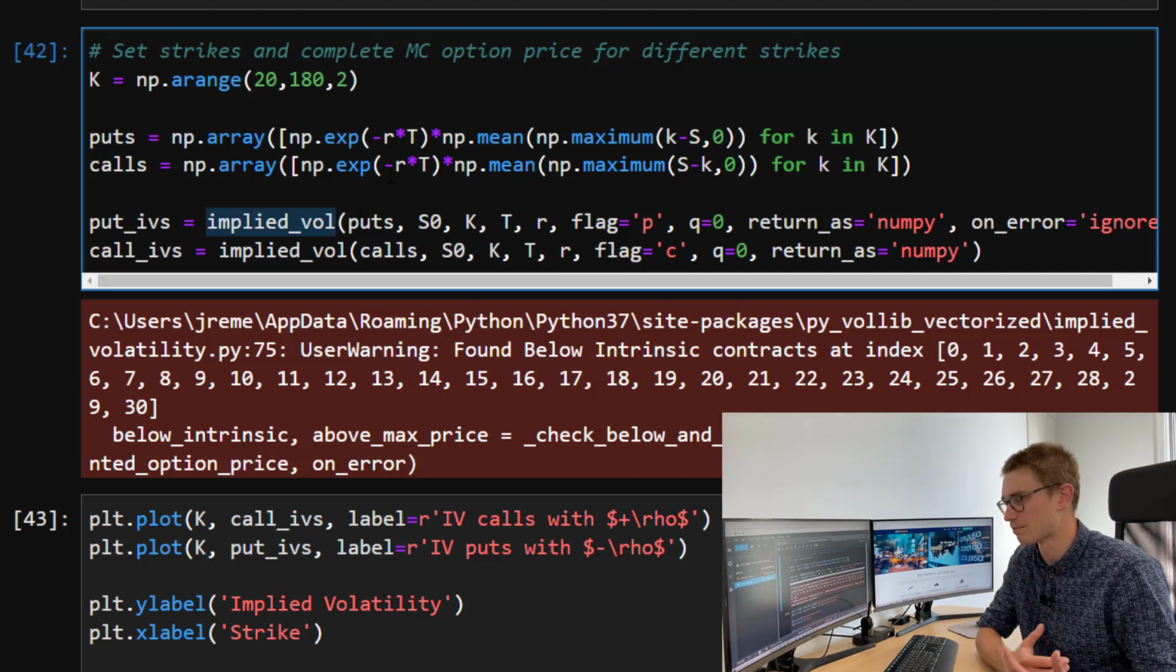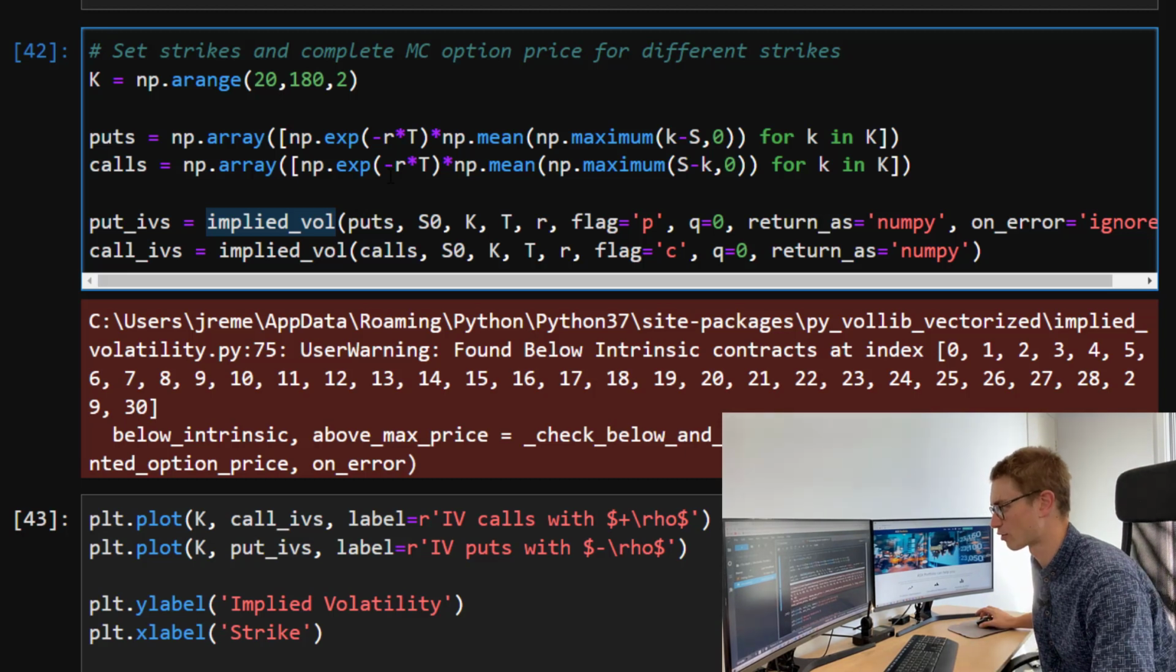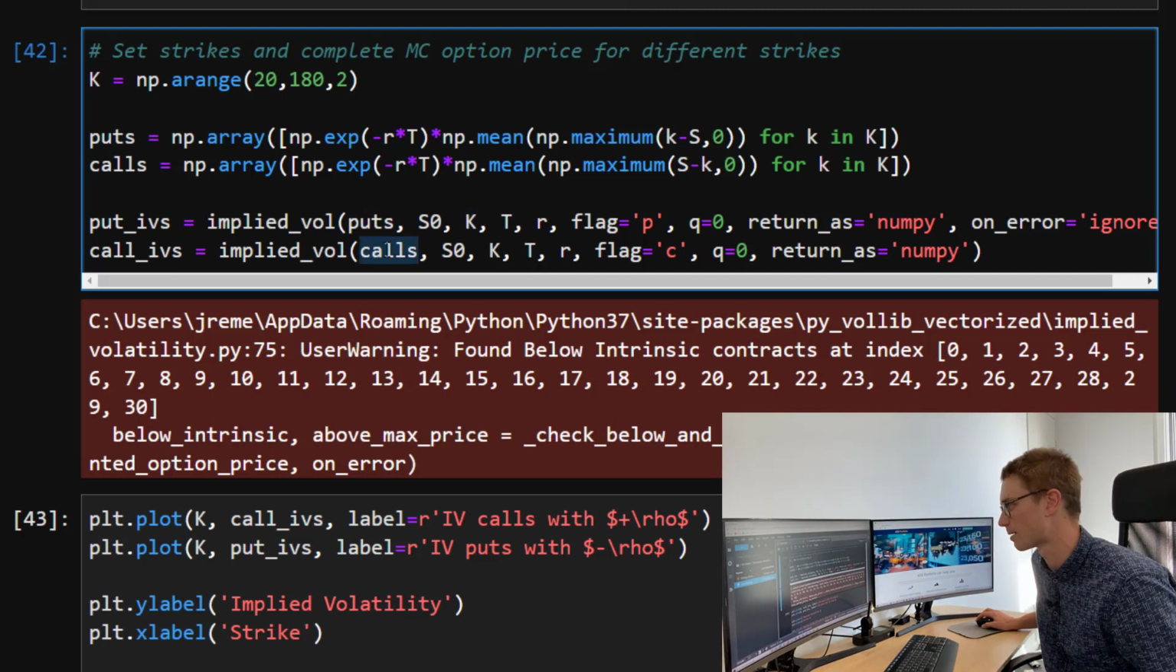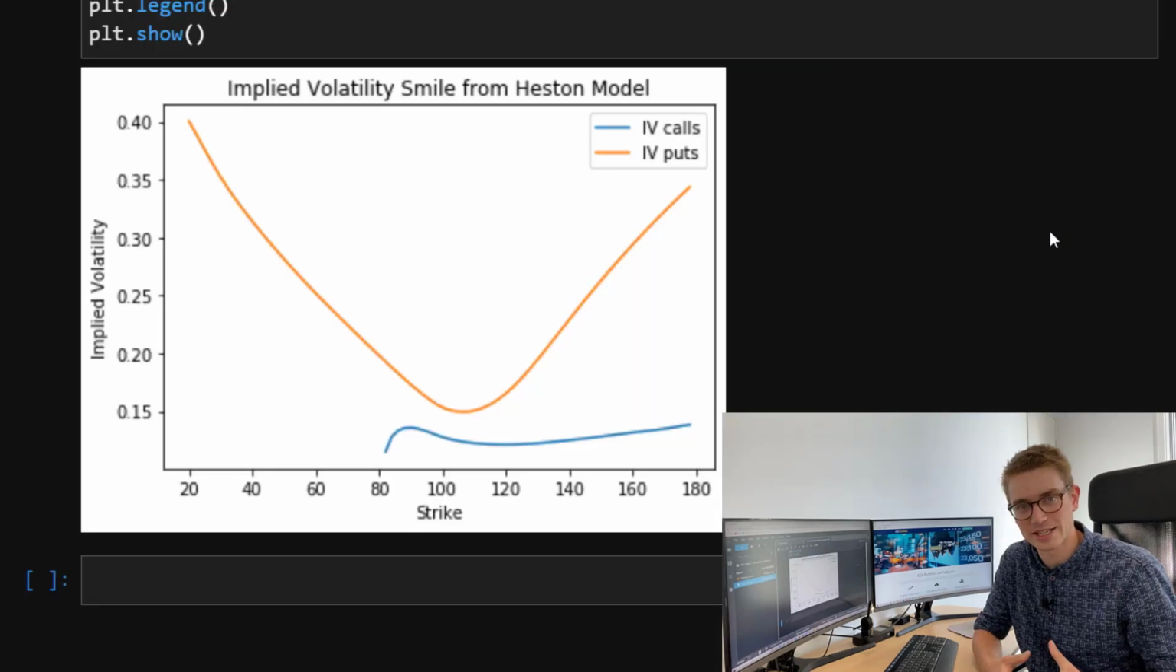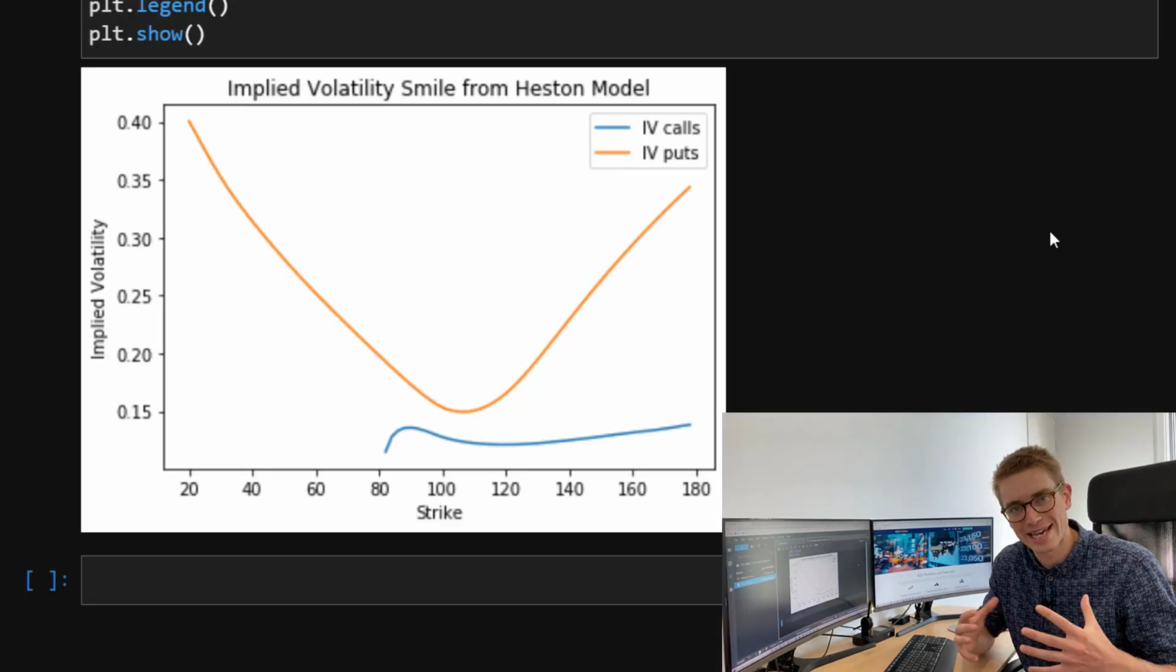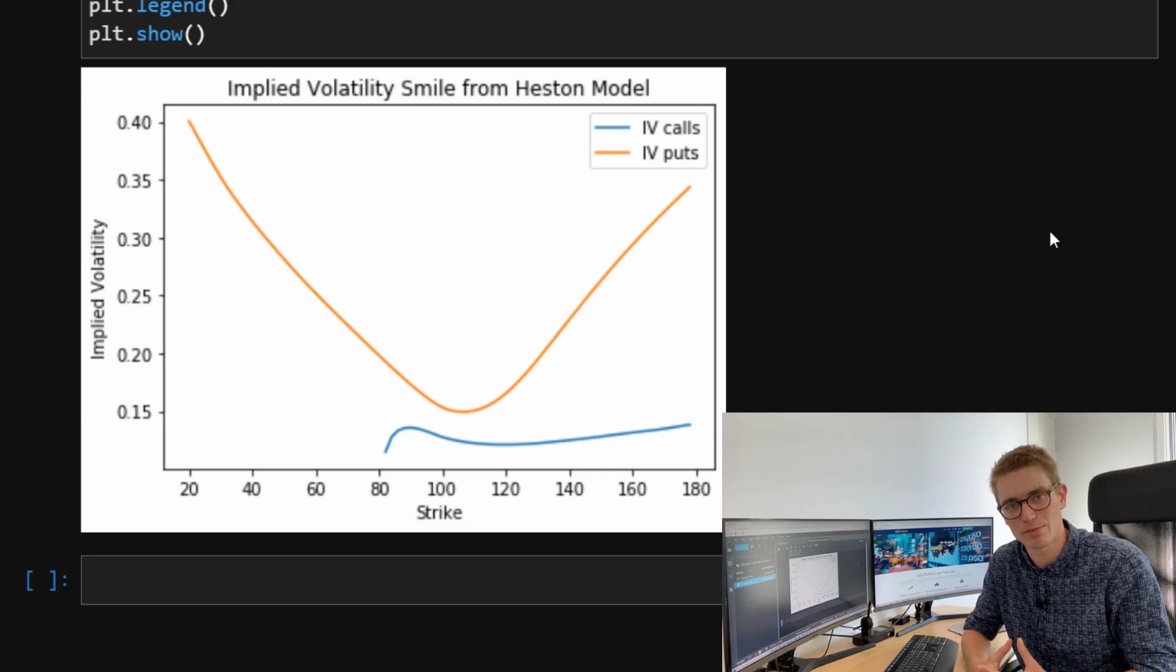So remember, we're using the implied volatility module from PyVolLib vectorized now, so we can throw in our NumPy arrays. We've got K as a NumPy array and we have puts and calls as NumPy arrays. We want to return as a NumPy array. So as you can see here, the Heston model is able to capture volatility smiles. Now, calibration is very important here because you actually want to capture the implied volatility smile that's in the marketplace. So that's what we're going to be doing in the following video using market prices.